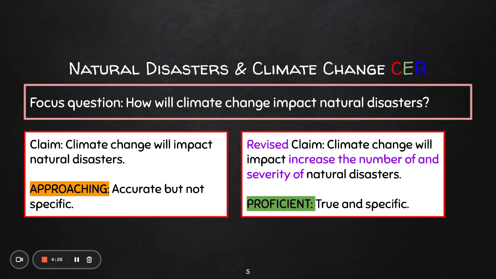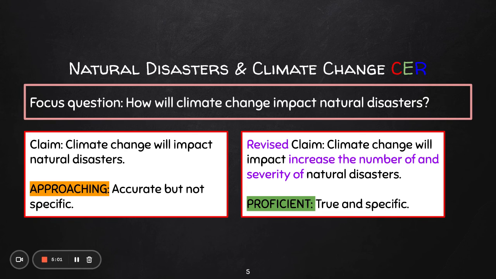So once again, I'm looking at the focus question. How will climate change impact natural disasters? So for example, maybe my claim is climate change will impact natural disasters. So this would be approaching, it is accurate, but it's not specific. So often there is a directionality, meaning greater than, less than, faster, slower. So if there's a word that you could use in your claim to show more or less, it should show up.